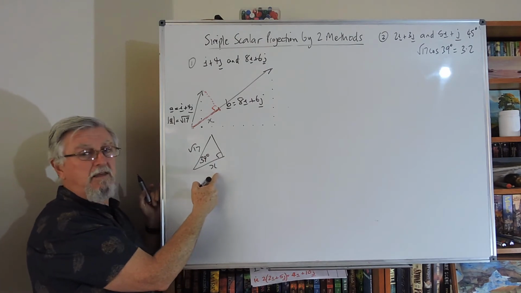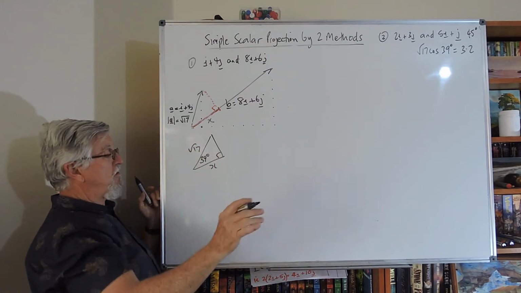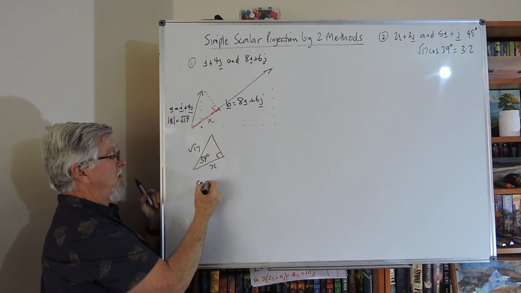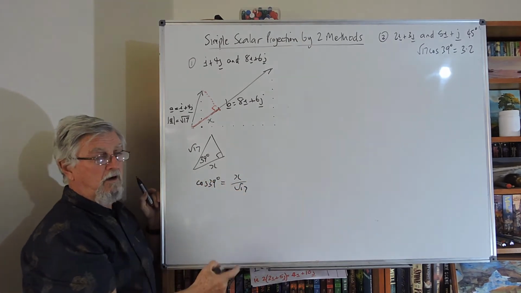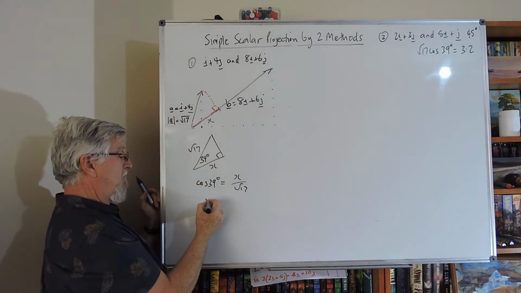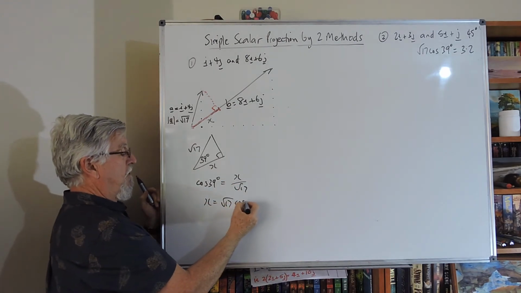So how do I get that length there? Here's the adjacent and the hypotenuse. Most of you are okay with it. So this is cos 39 degrees equals x on root 17. Of course I can rearrange that and have it as x equals root 17 cos 39 degrees.